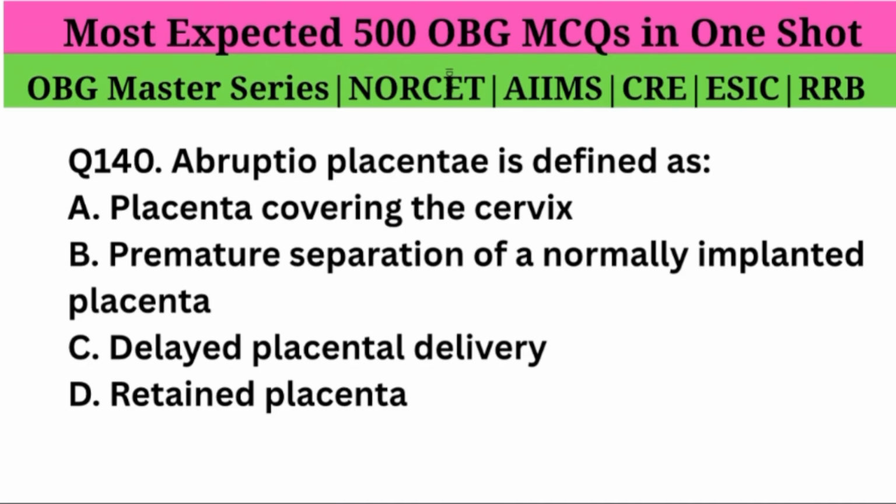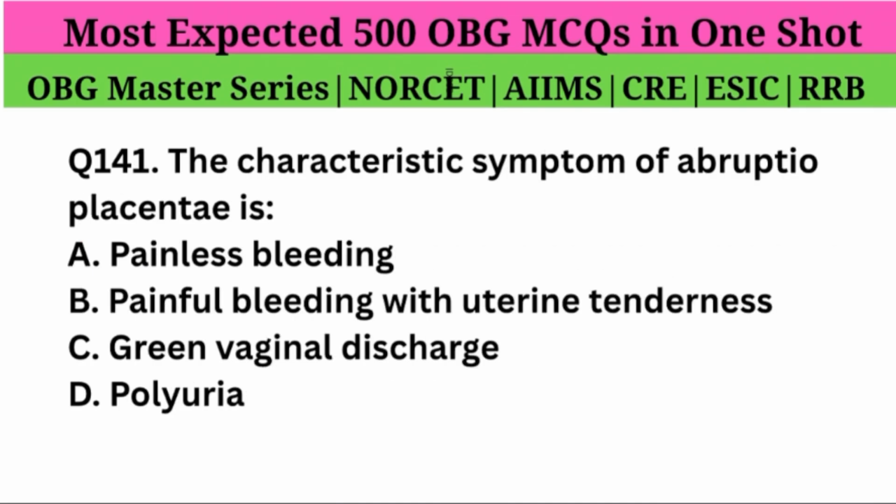Next question. Abruptio placenta is defined as. Your correct option is option B, premature separation of a normally implanted placenta. Next question. The characteristic symptom of abruptio placenta is. Your correct option is option B, painful bleeding with uterine tenderness.